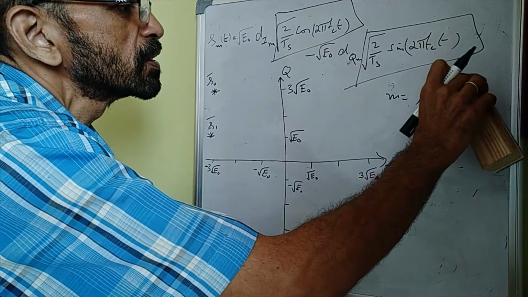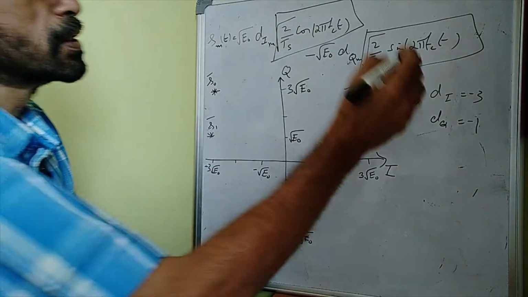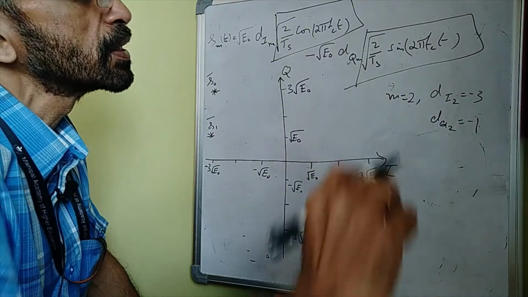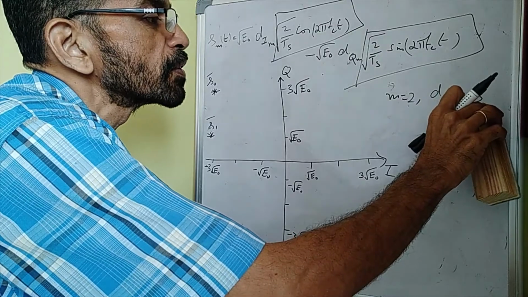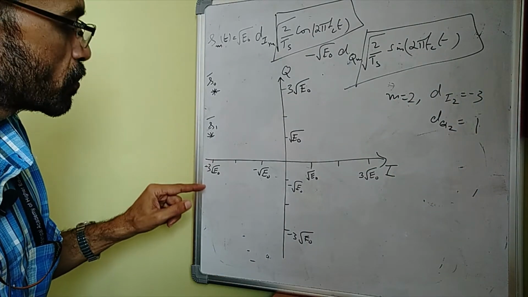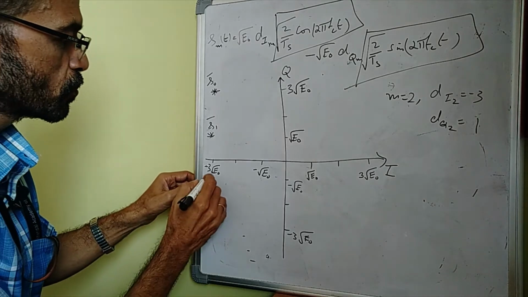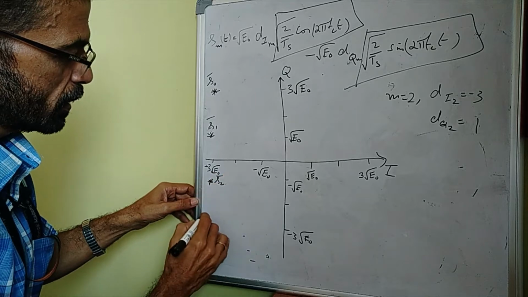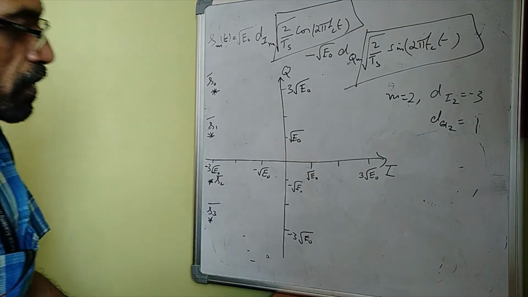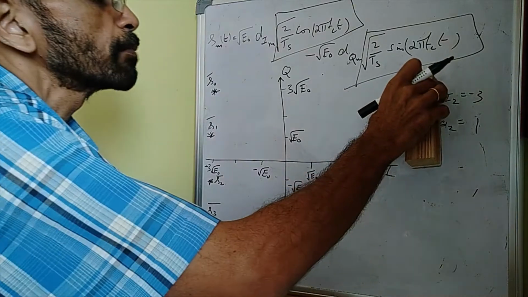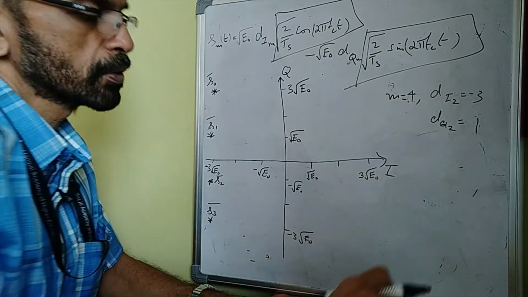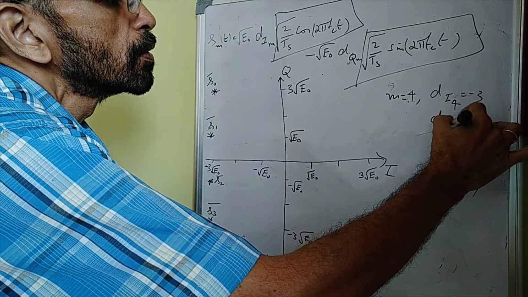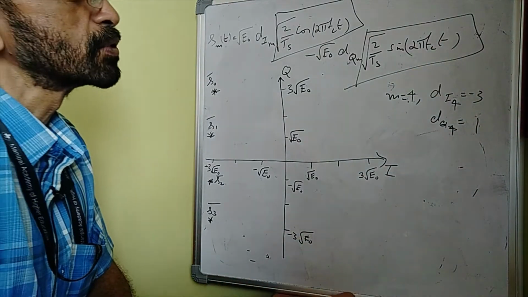Maybe we can see one or two more so that later you can. So m2, again for m2 di2 is minus 3 and dq2 is plus 1. So we will get minus 3 root E naught and minus root E naught. So somewhere here. This is for S2 and S3 will be here. You can verify, so we will not repeat the steps. And maybe S4, that is for m4, we have minus 1, minus 3 respectively.